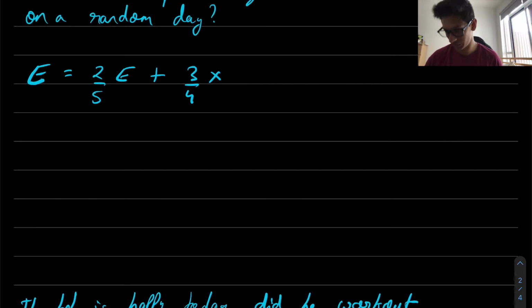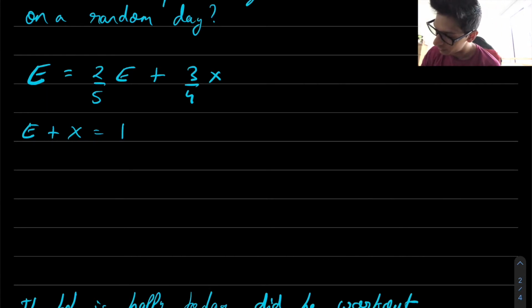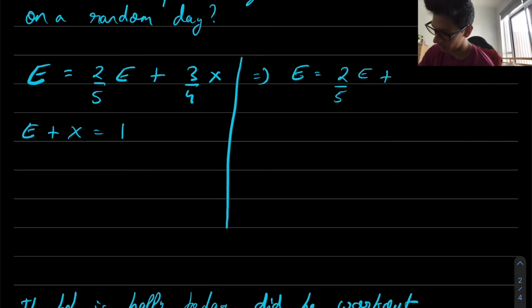Now, to get the second equation to solve this, since we obviously need two linear equations, we know that the probability of him working out plus the probability of him not working out is just equal to 1, because one of them has to happen. Okay, so let's solve this.